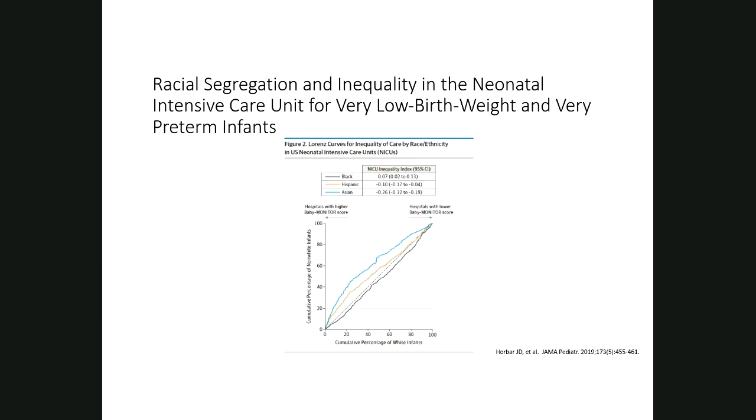They carried this a step further and looked for inequalities of care. Again, the reference is white babies, that dotted, diagonal line. Anything above it suggested actually there was better quality care. That's in the Hispanic and Asian group. And the black line, the Black African American babies, shows that they received a lower quality of care.